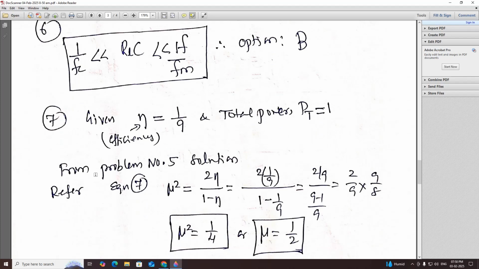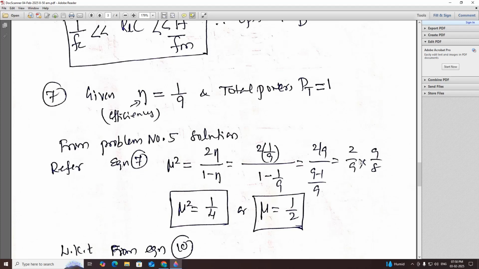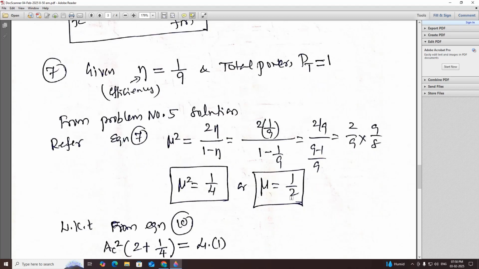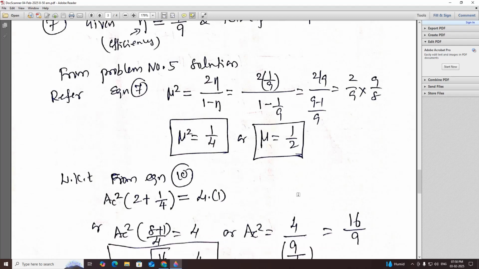From the problem 5 solution, we know that mu square is equal to 2 eta divided by 1 minus eta. If you substitute for eta the value 1/9, you will get 2/9 multiplied by 9/8. You will get mu square is equal to 1/4. Square root of this mu square is equal to 1/2. So mu is equal to 1/2.